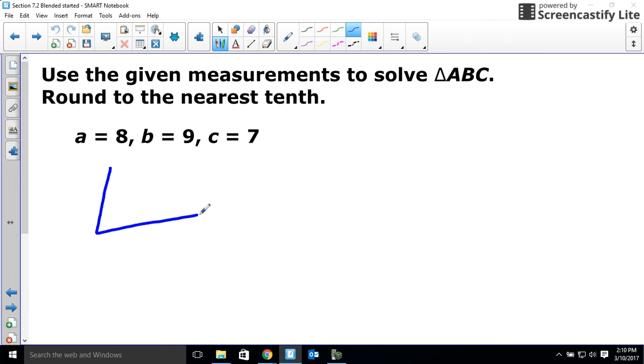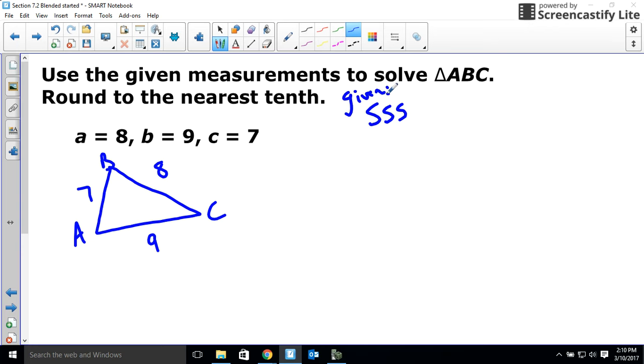For example, if you have this triangle right here, and we'll call this A, B, C, and you're given that side A has a measure of 8, side B has a measure of 9, and side C has a measure of 7. Notice that we don't have any angles whatsoever, so I'm going to find that angle. So we're now given the sides of that triangle. We refer to that as being given side, side, side.